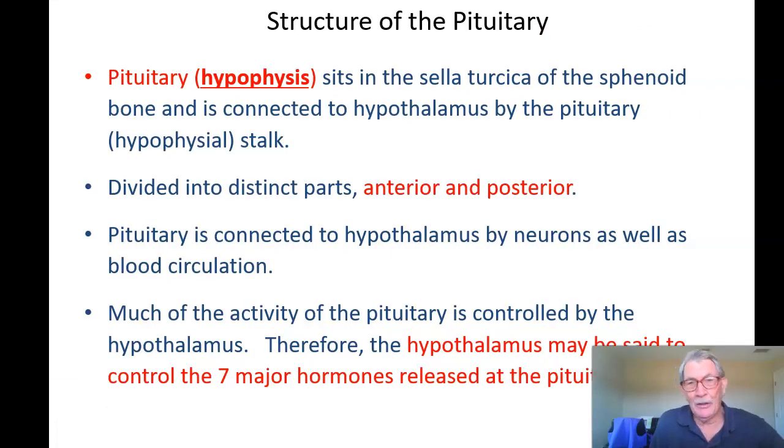The pituitary, and we'll talk about those hormones specifically later, the pituitary, also called the hypophysis. So the hypophyseal portal system just means the little system that takes the hormones from the hypothalamus down into the pituitary. That's the stalk. Hypophysis. The anterior is a gland that sends out a bunch of hormones into the general bloodstream.